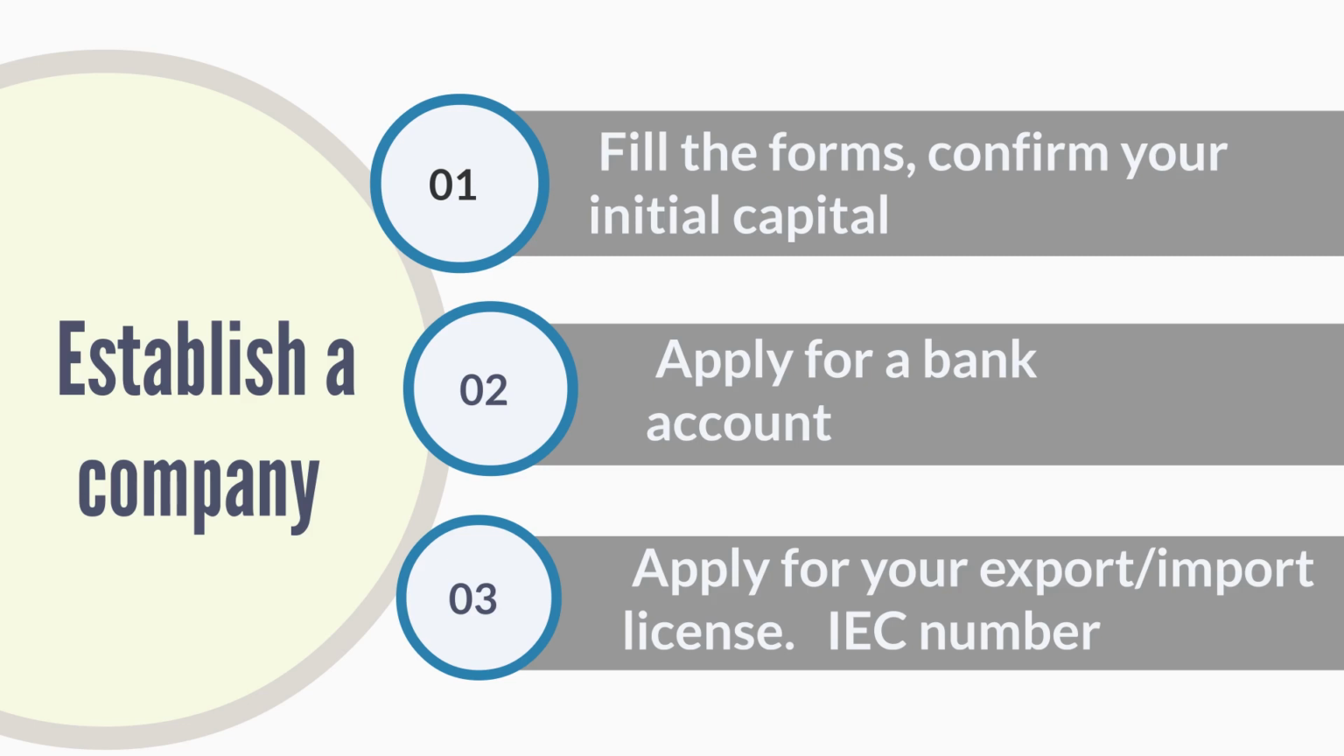Secondly, you go to the local bank with your company corporation docs and apply for a bank account. Again, you fill in different forms and answer the banker's questions about your future business activities. Thirdly, after you have an existing company with a bank account, you need to apply for your export-import license.